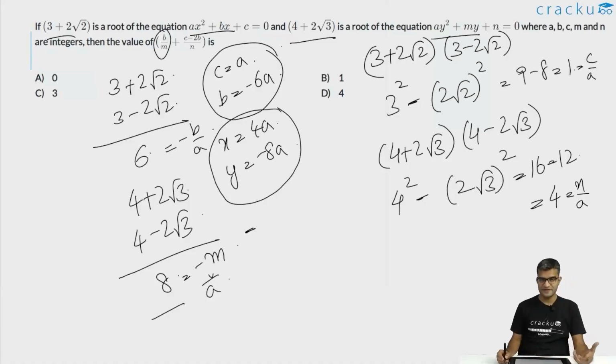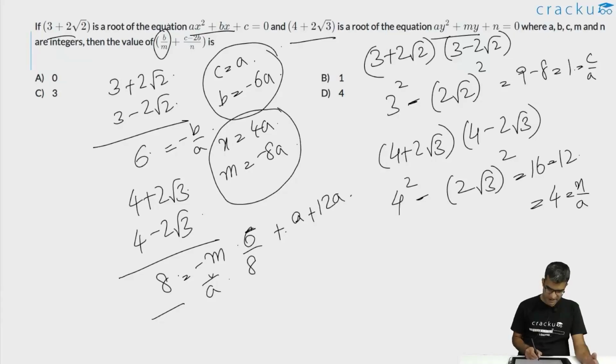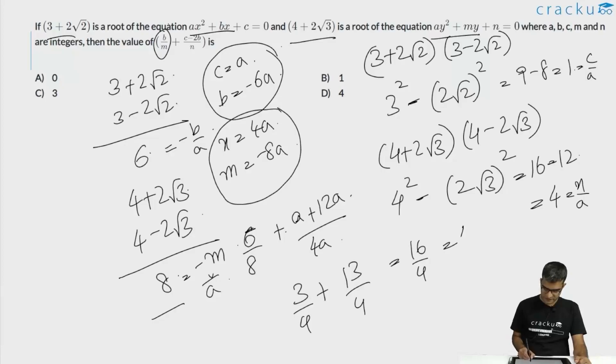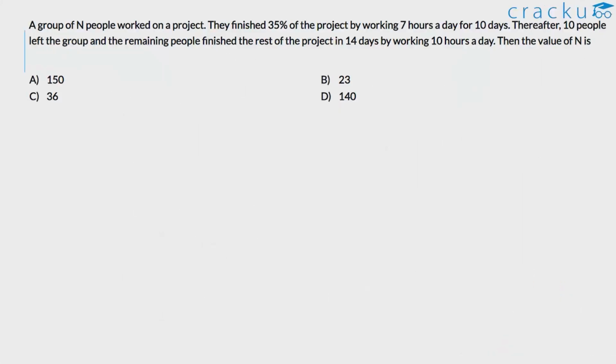Y is basically the variable. So the value of M is equal to minus 8A. So the value of B by M will be 6 by 8, and the value of C is A minus 2B is plus 12A divided by N is 4A. This is 3 by 4 plus 13 by 4, which is equal to 16 by 4, which is equal to 4. So the required value or the required answer is option D, which is 4.